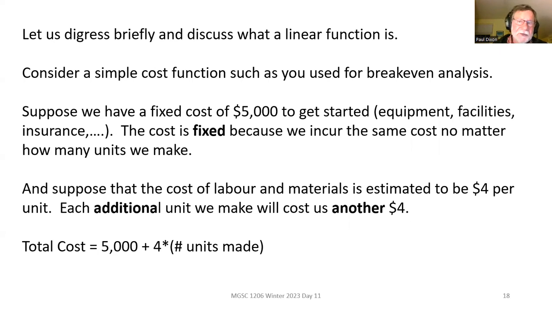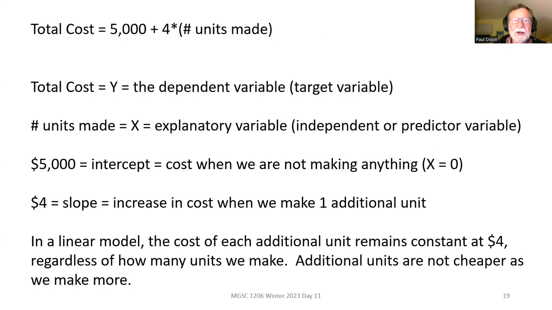So if I was making the first one, it's going to cost me $4. If I'd already made 1,000 and I wanted to make one more, it'll cost me $4. So each additional unit after I've committed the $5,000 costs me $4. So there's my cost function. Total cost is 5,000 plus $4 times number of units. Simple, but think about that. It's really important.